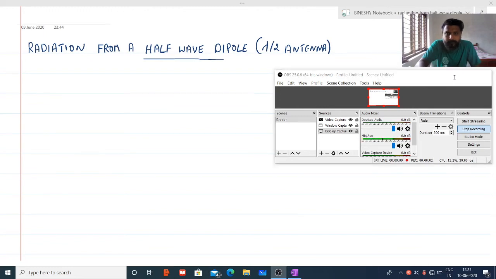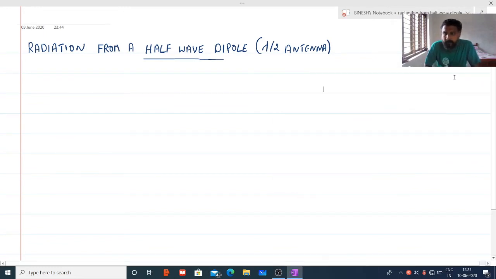Very good morning. In today's video lecture, we will see the radiation from a half wave dipole antenna, otherwise called the lambda by 2 antenna. In the last class, we were discussing the asymptotic current distribution of a dipole antenna.